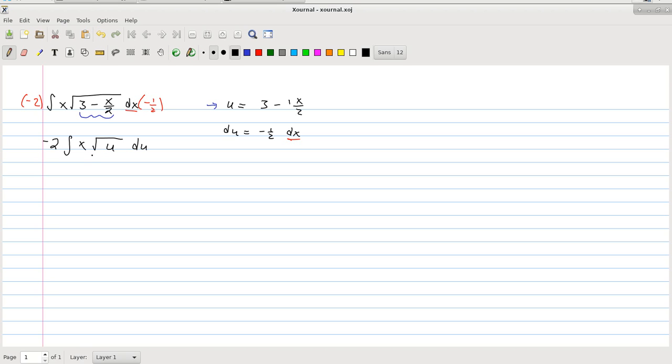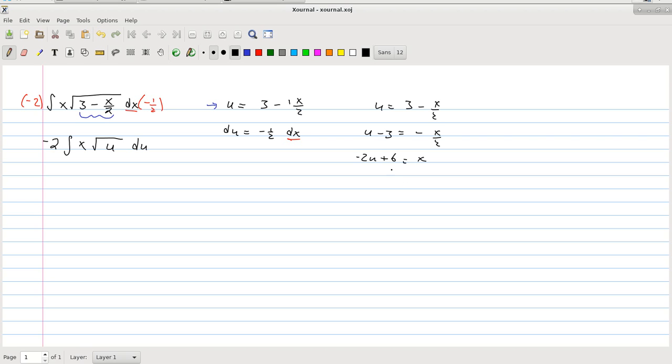When this happens, go back to the original substitution and solve for x. So if we take u equals 3 minus x over 2, to solve this for x, first let's subtract 3 from both sides of the equation. So we have u minus 3 equals negative x over 2. Then let's multiply both sides by negative 2. So this will give us negative 2u plus 6 equals x.